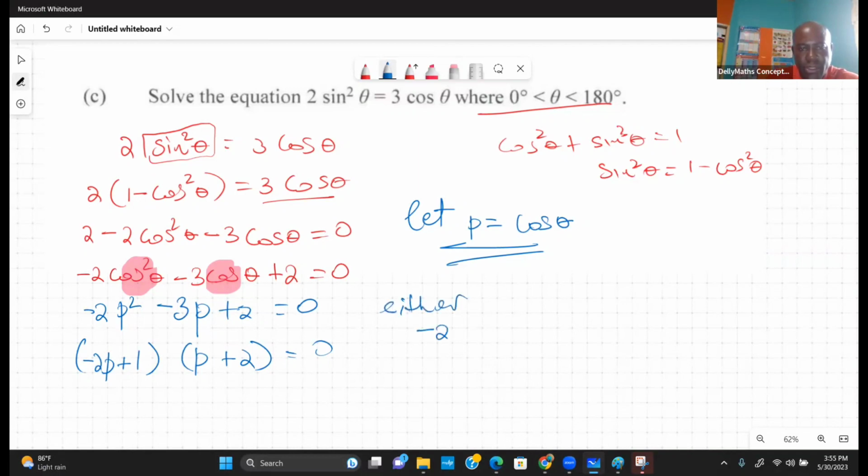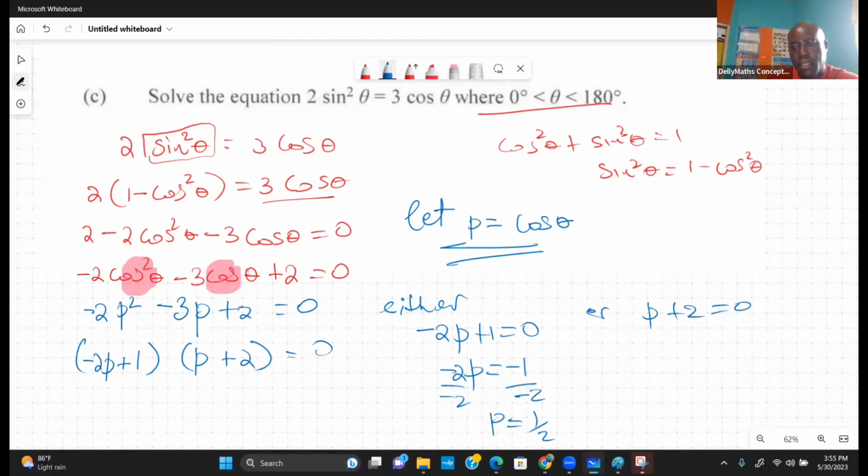So it's either negative 2p plus 1 equals 0, which means negative 2p equals negative 1, divided by negative 2, then p is equal to a half. Or p plus 2 equals 0, then p is negative 2.